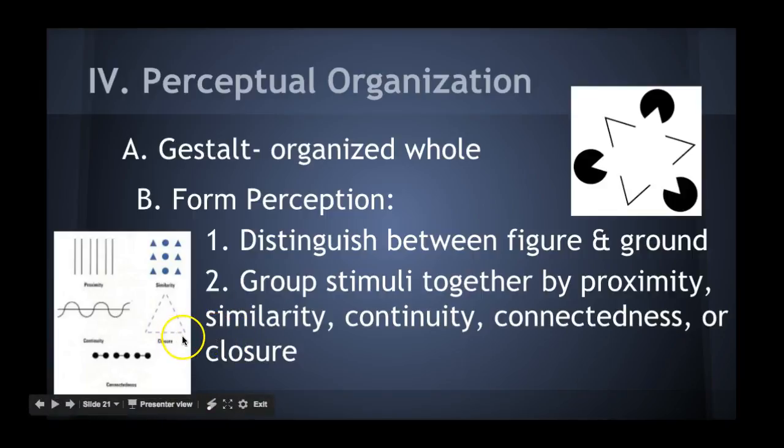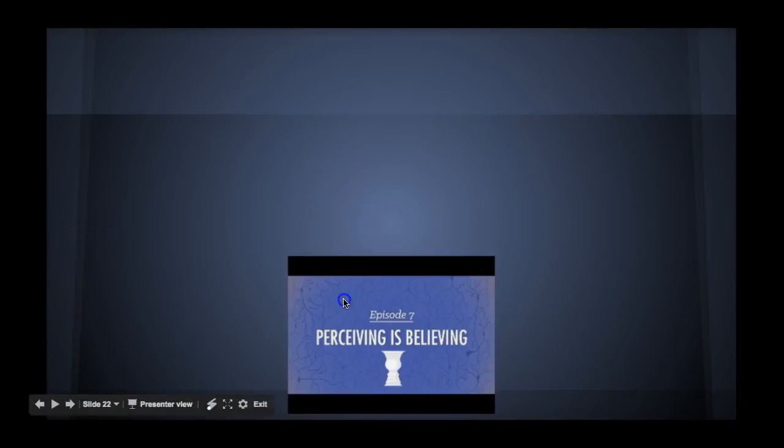Closure, you are obviously going to be closing the lines here, so you're probably seeing a triangle there. And then lastly, connectedness. Even though there is some space in between here, you are probably seeing this as a series of lines and dots that are together, rather than, for example, 3 individual barbell-looking things. Okay, this is how we group things together.